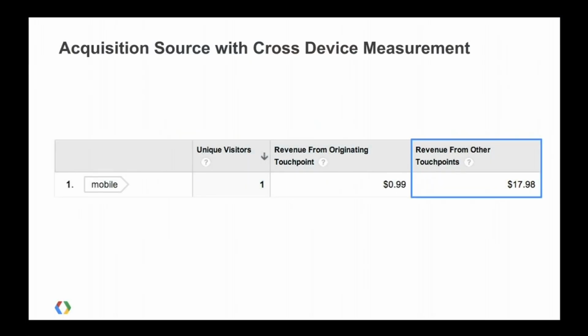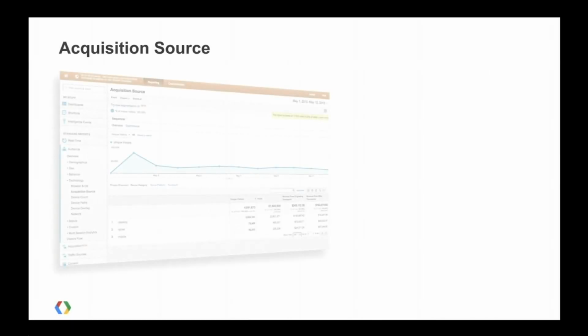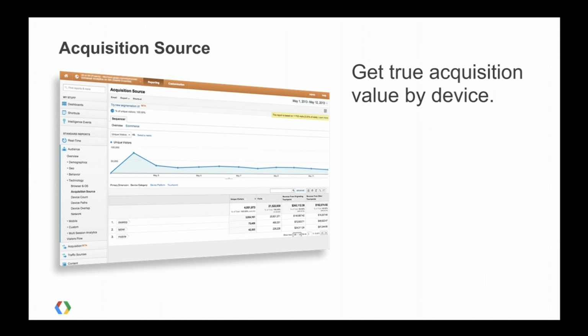So now when somebody asks you, well, what's the acquisition value of mobile? You can say, well, it's 99 cents, but then they went off and spent $18. This is actually a really great acquisition channel. You'd have the exact opposite conclusion, right? This actually does work. It's just that you couldn't really see it before. But now with user ID and the acquisition source report, you can. So acquisition source, get true acquisition value by device.